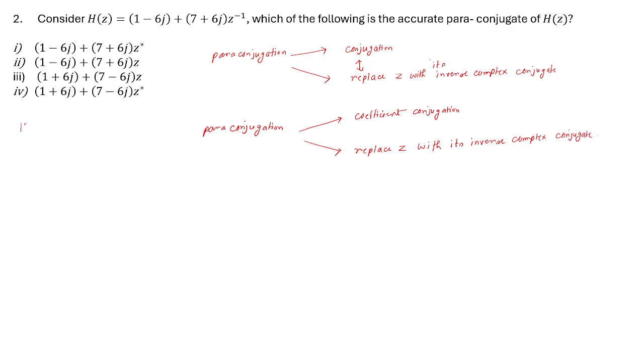Suppose Hz has this expression, a1 plus a2 z inverse. Therefore, coefficient conjugation only takes the complex conjugate of the coefficients, that is a1 and a2, but it doesn't do anything to z. So coefficient conjugation actually results in this.